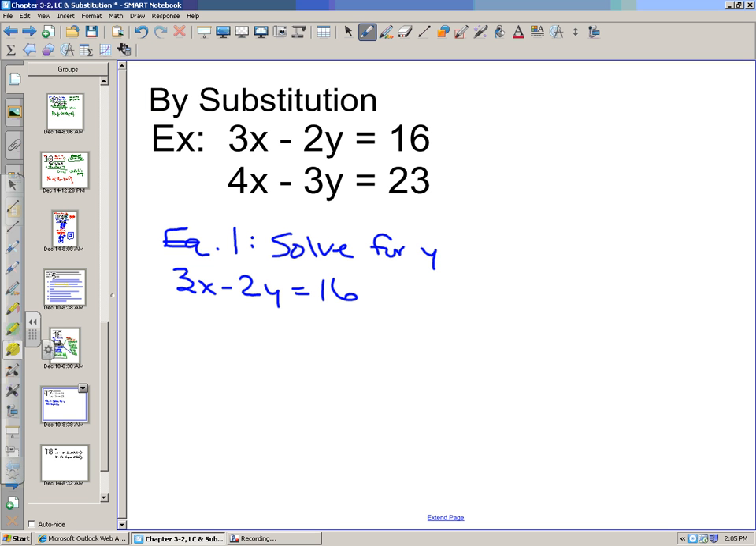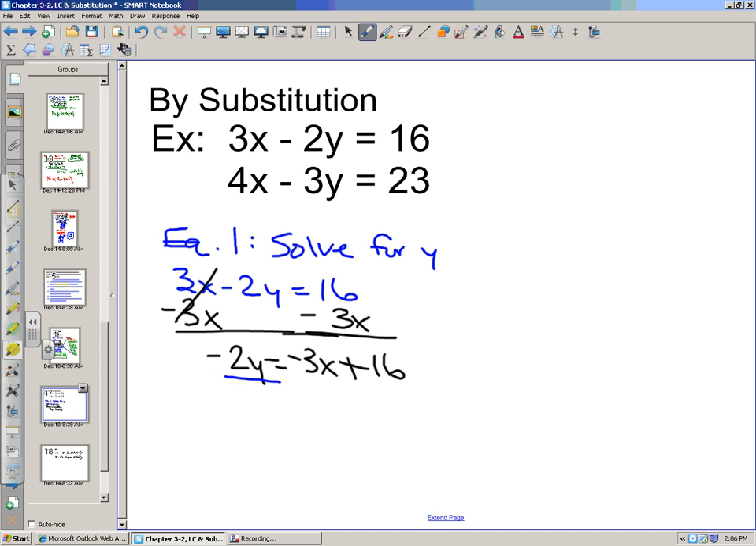Okay, so now what do I do? I'm solving for y, so I'm going to subtract 3x. Negative 2y is equal to negative 3x plus 16. Now what? We're going to divide both sides by negative 2. If you divide each term by negative 2, you're going to have 2 fractions, and we don't want 2 fractions. We'd prefer just one nasty, ugly one, right? So I'm going to have negative 3x plus 16 over negative 2.